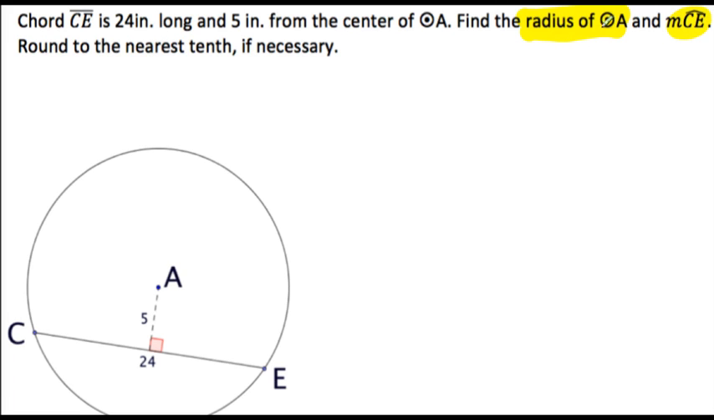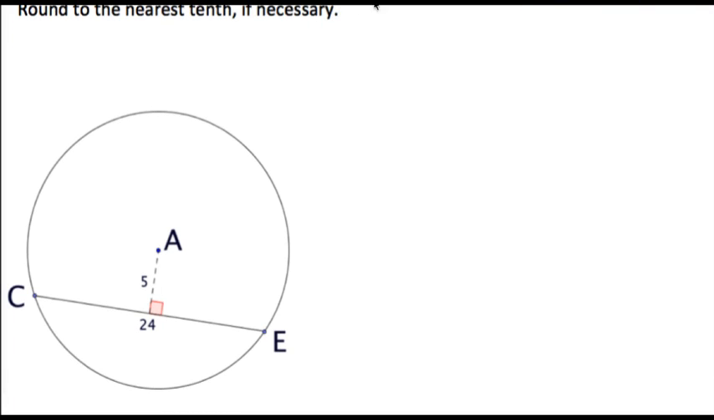All right, so let's work on the radius part. I want you to use your imagination. They want us to find the radius, so I'm going to draw one in right here from A to E. Because look, we got 5, we got half of 24. Remember, 24 goes from C to E. So half of 24, let's just label that now. That would be 12.